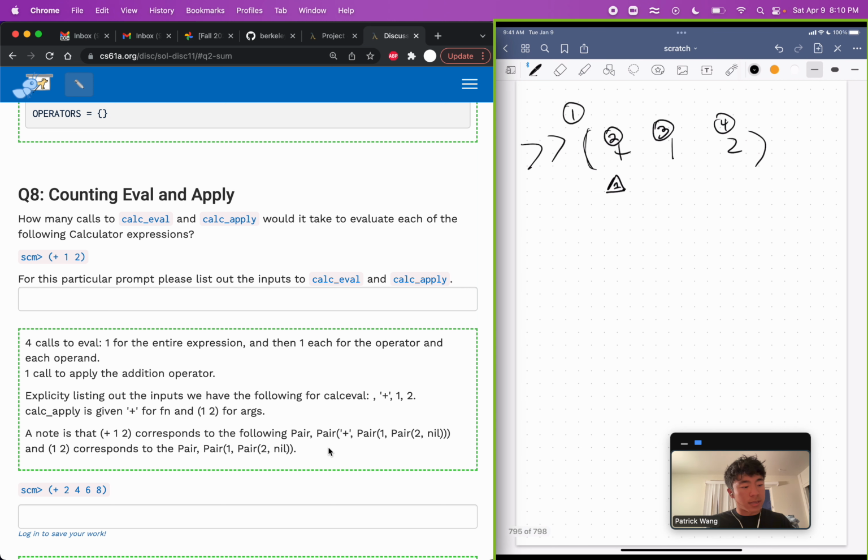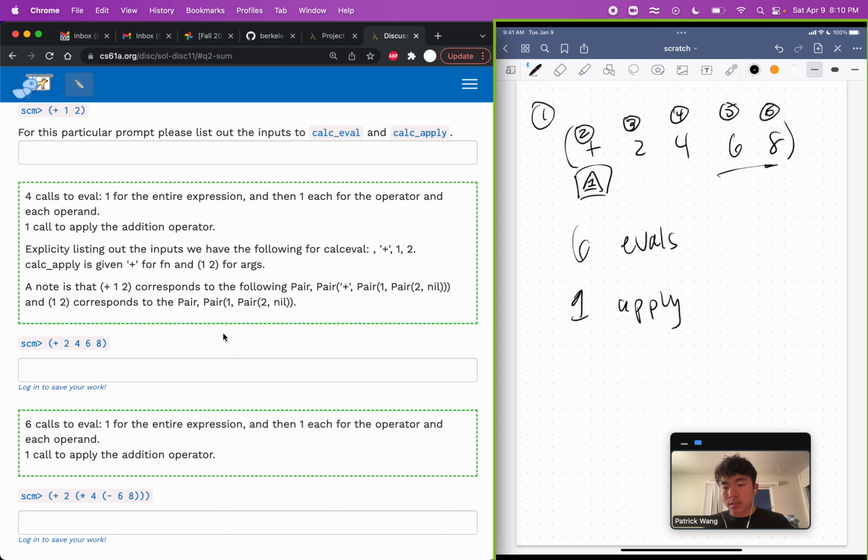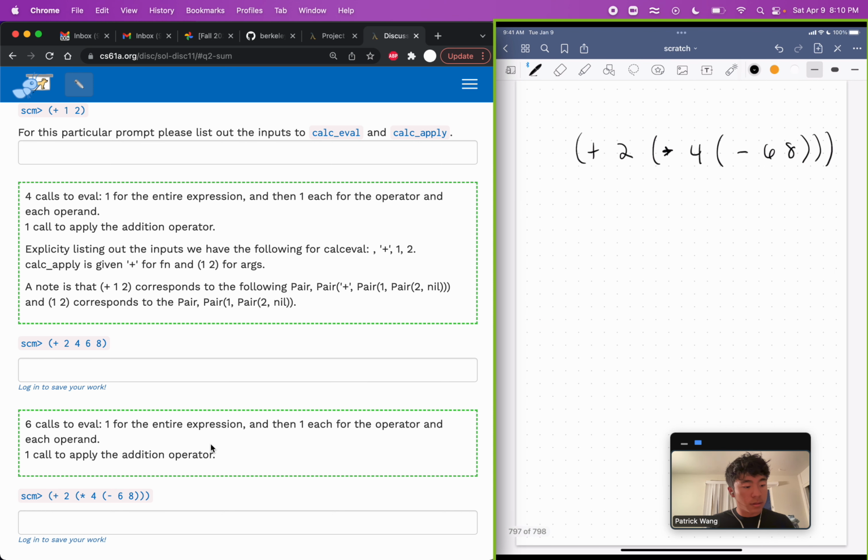So pretty similar to the last one, but we just have 2 extra operands, and so we're going to have 2 extra evals. And so this is the solution right here. Feel free to read it. But moving on, we have a more complicated thing.